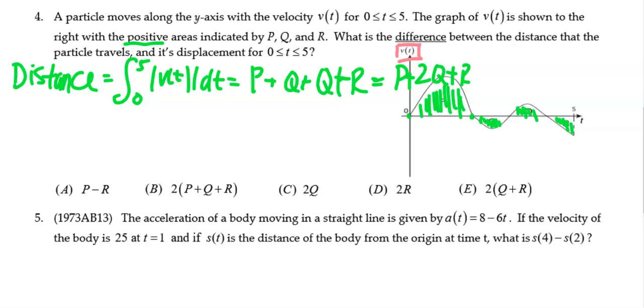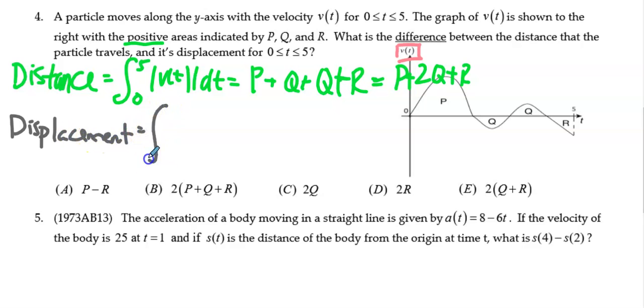Let me go ahead and do something really fast. Okay, so I want to get this erased. So this is going to be our distance. And so let's look at our displacement. All right, so displacement is going to be very similar to our distance. We're going to integrate from 0 to 5, but of just v of t dt.